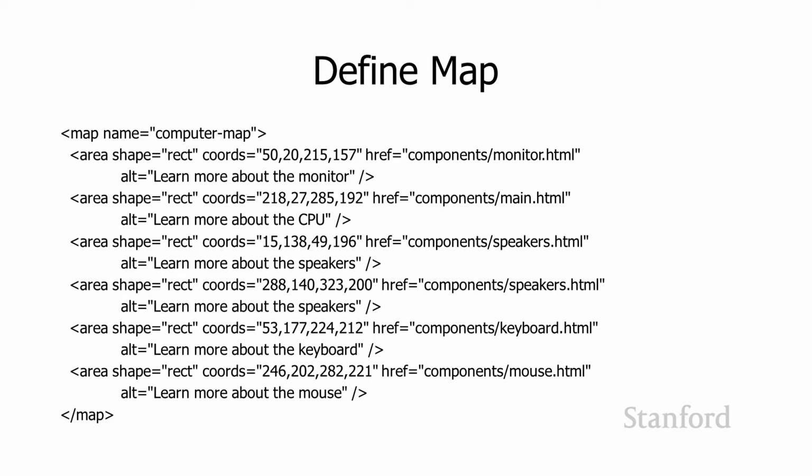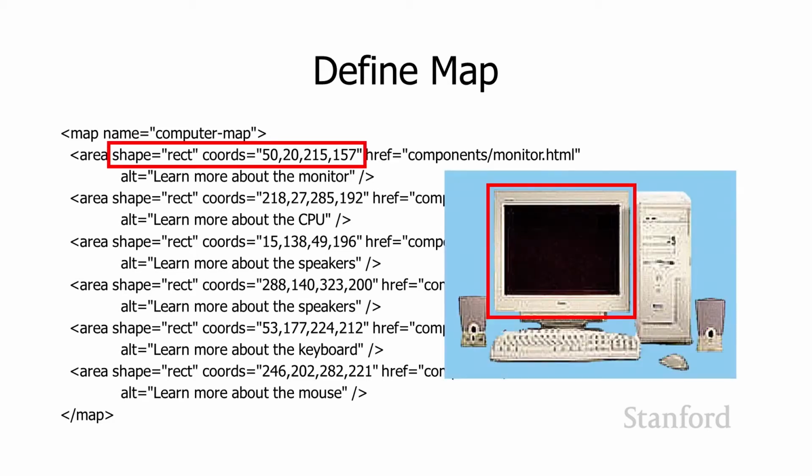And then we have a whole bunch of different areas here. Each of these areas has a shape. In this particular case, they're all just shape equals rectangle. Then we have a set of coordinates, and then an href equals. That is where we're going to take the user, the next web page, if they click inside this particular area. And then you're supposed to also have an alt.